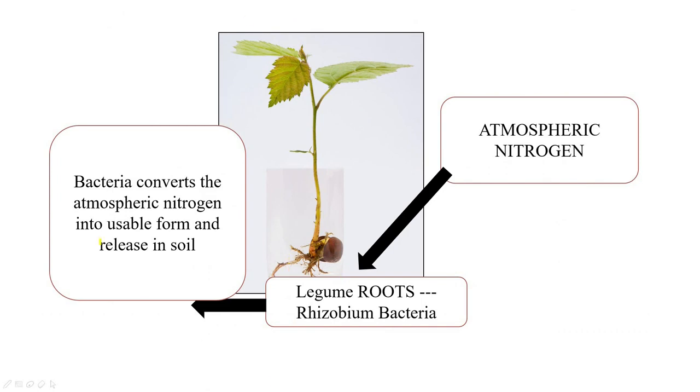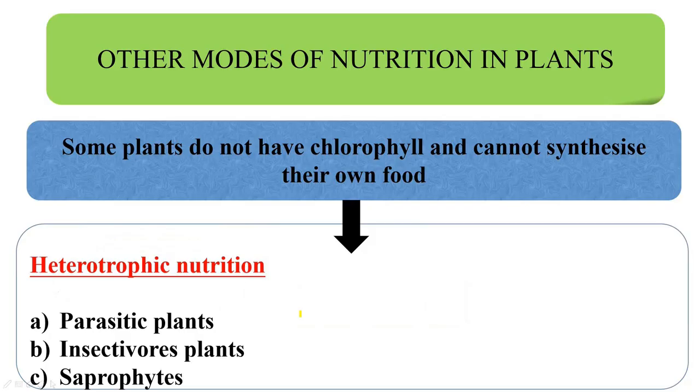So, with the help of this diagram, you can understand that Rhizobium bacteria, which live in the root of legume plants, convert the atmospheric nitrogen into usable form and release this nitrogen in soil. Thus, plants can absorb this nitrogen from the soil.